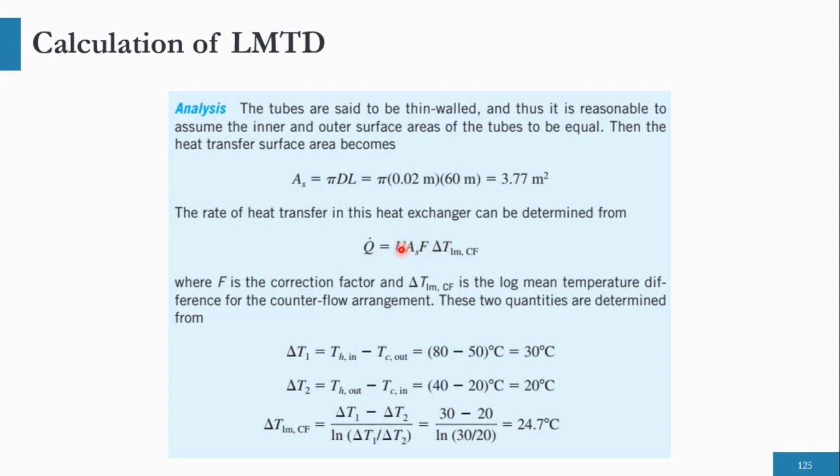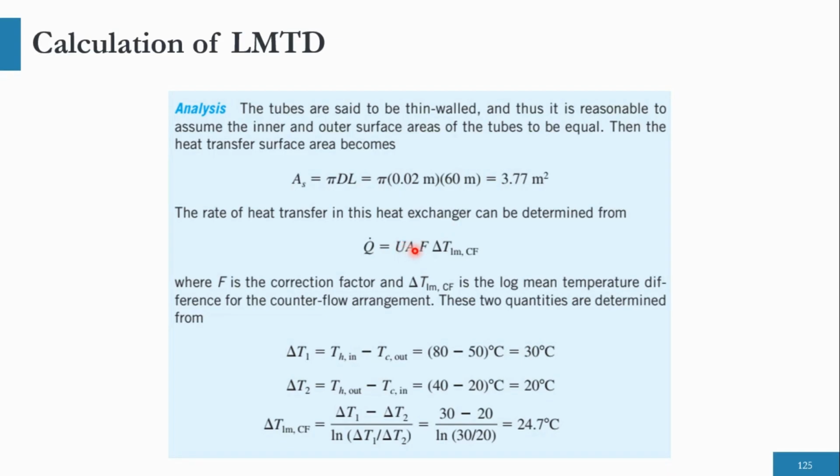Now we know the value of U, which is given in the problem statement. We know the value of delta T. Now we want to know the value of A. So accordingly, A of S is equal to pi dl. The diameter is given as 2 centimeter or 0.02 meter. The total length of the tubes is 60 meter. So accordingly, the heat transfer surface area is 3.77 square meter.